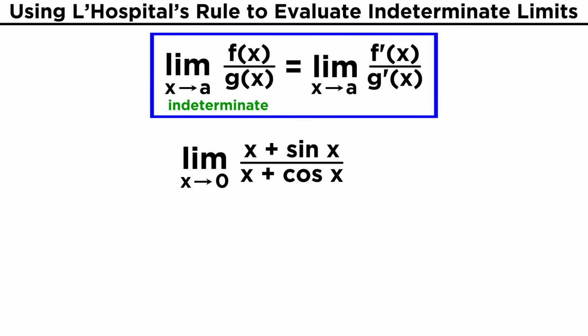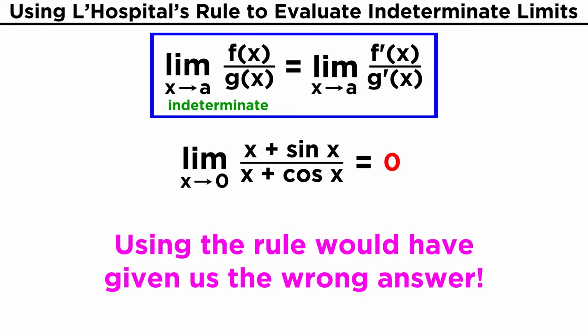We could be tempted to use the rule, but we must note that while the numerator goes to 0, since sine of 0 is 0, the denominator actually goes to 1 because cosine of 0 is 1. That means 0 over 1, which is 0, and we did not have to use L'Hopital's rule to get there. In fact, if we were to use the rule here, we would actually get an incorrect answer, as we must have an indeterminate form for the rule to work.